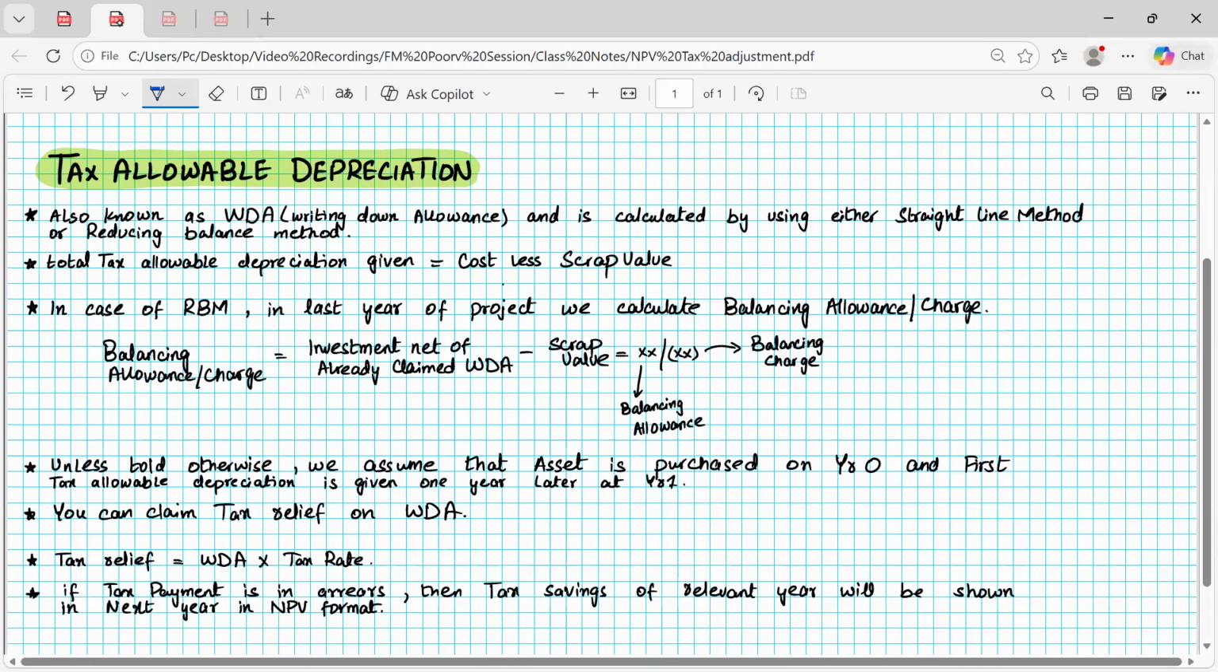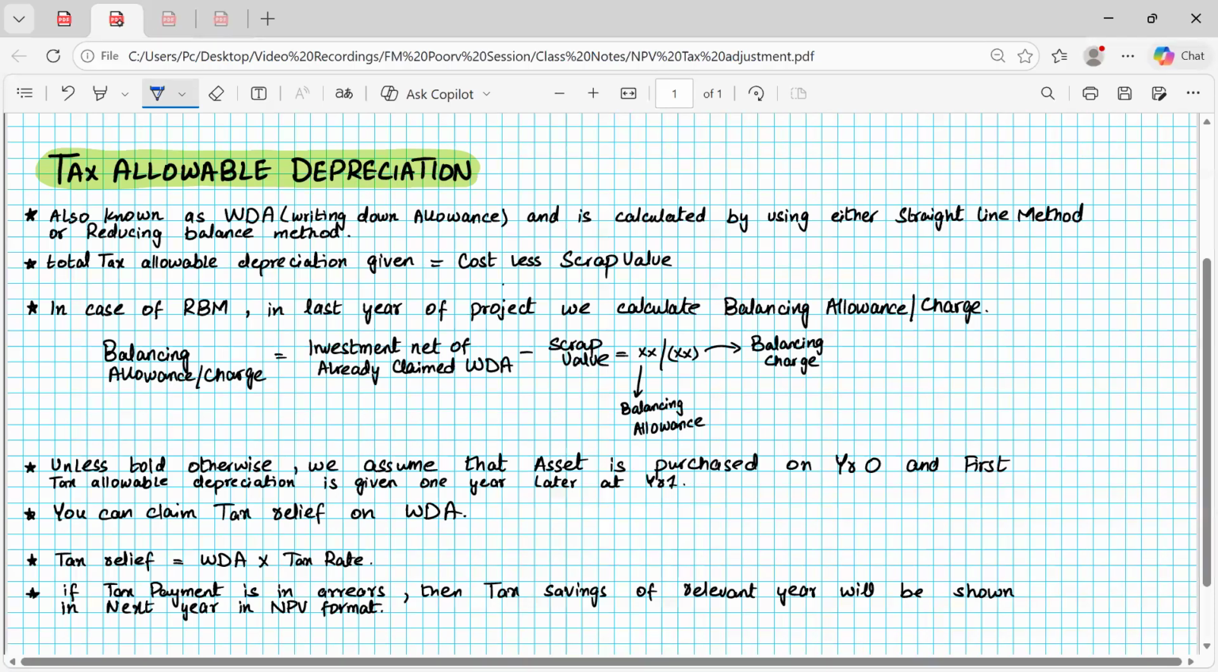According to the accounting rule, it is different. Tax rules, it is different. So now depreciation in tax is known as a written down allowance. It is known as written down allowance, but the concept is the same: you are reducing the value of the asset.